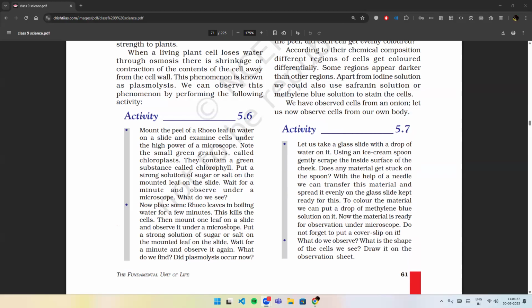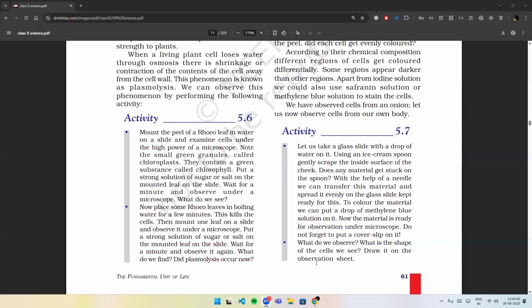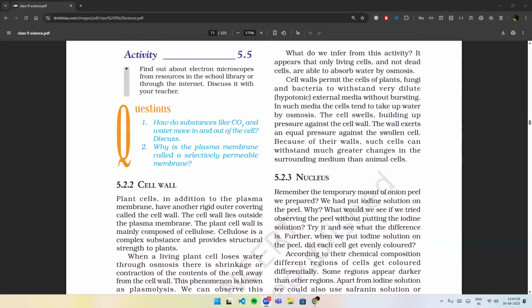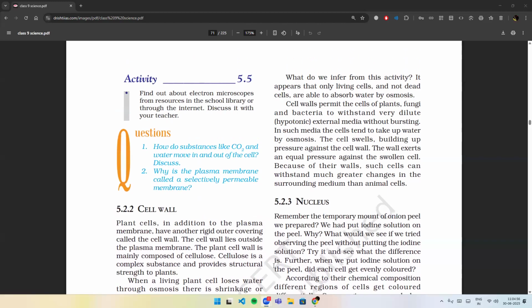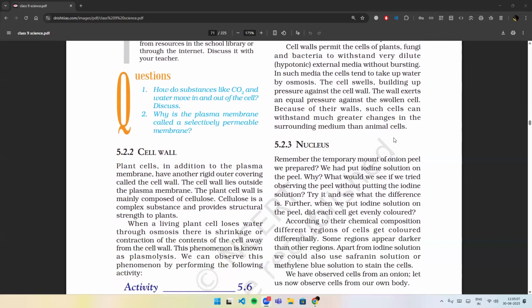Now place some Rhoeo leaves in boiling water for a few minutes. This kills the cells. Then mount one leaf on a slide and observe it under a microscope. Put a strong solution of sugar or salt on the mounted leaf on the slide. Wait for a minute and observe it again. What do you find? Did plasmolysis occur now? What do we infer from this activity? It appears that only living cells, not dead cells, are able to absorb water by osmosis. Cell walls permit the cells of plants, fungi, and bacteria to withstand very dilute external media without bursting. In such media, the cells tend to take up water by osmosis.